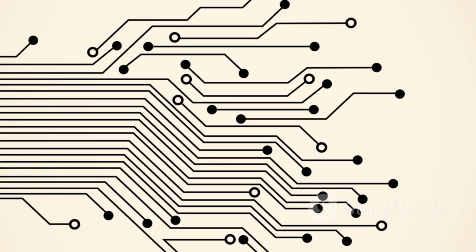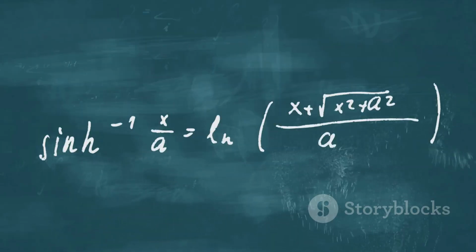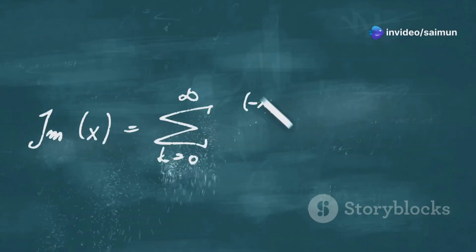We'll cover the basics like AND, OR, and NOT gates, and then we'll move on to some slightly more complex gates like XOR, XNOR, and NAND.